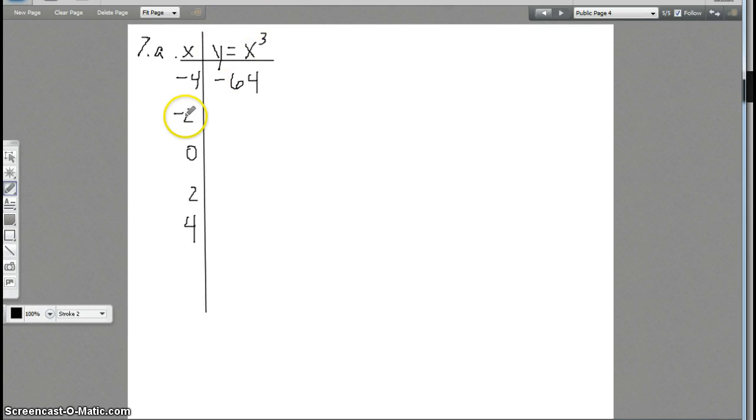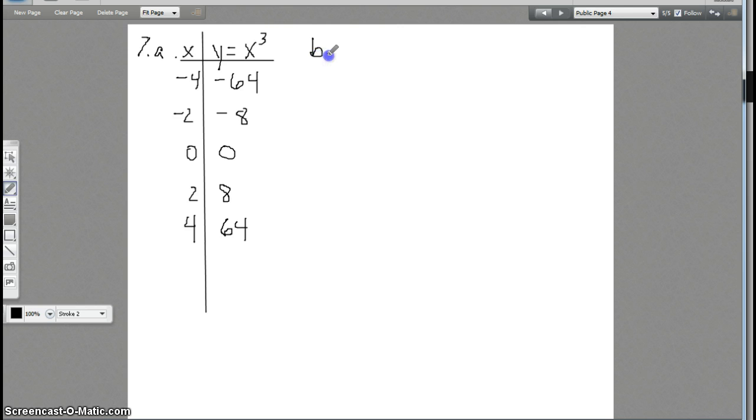Okay, so then we need to take -2 and cube it. -2 cubed is -8. 0 cubed is 0, 2 cubed is 8, 4 cubed is positive 64. So now we have our values for x and y, where y equals x cubed.